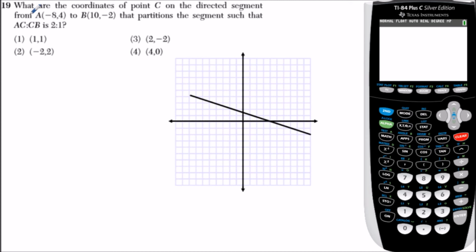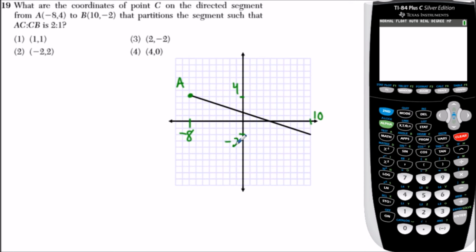Okay, question 19 is a bit of a tricky question. My advice is they give you scrap graph paper. Once again, this was not given to us in the question, but this would be a situation where I would use the graph paper to help us. So the first thing I would do is plot these. Negative 8, 4 is the coordinates for A, and the coordinates for B are 10, negative 2.